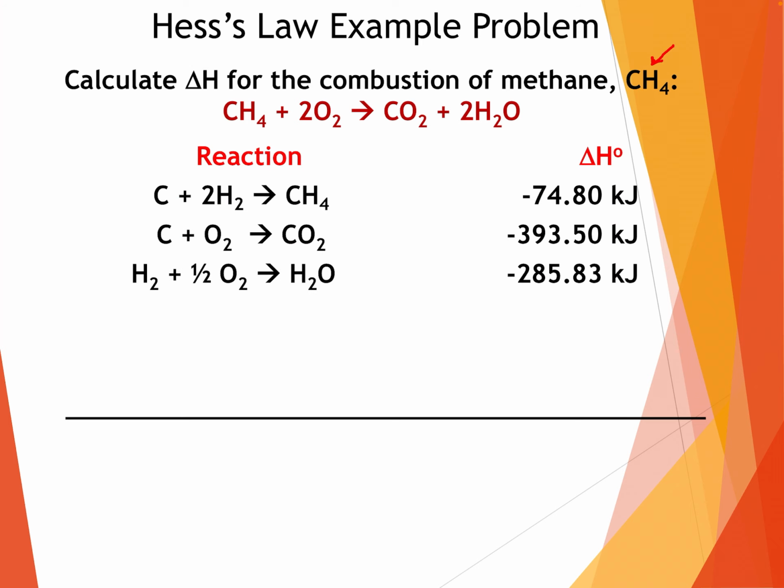So we have all of our delta H values for the individual reactions that are going to happen along the way. Carbon is going to react with hydrogen to make methane. We have carbon and oxygen to get carbon dioxide. We have hydrogen and 1/2 oxygen to make water. These are all actually formation reactions, which we're going to talk about a little bit later. But for now, I want you to think about them as individual stepwise reactions that needed to happen in this overall reaction. Okay, and each one will have a delta H value.